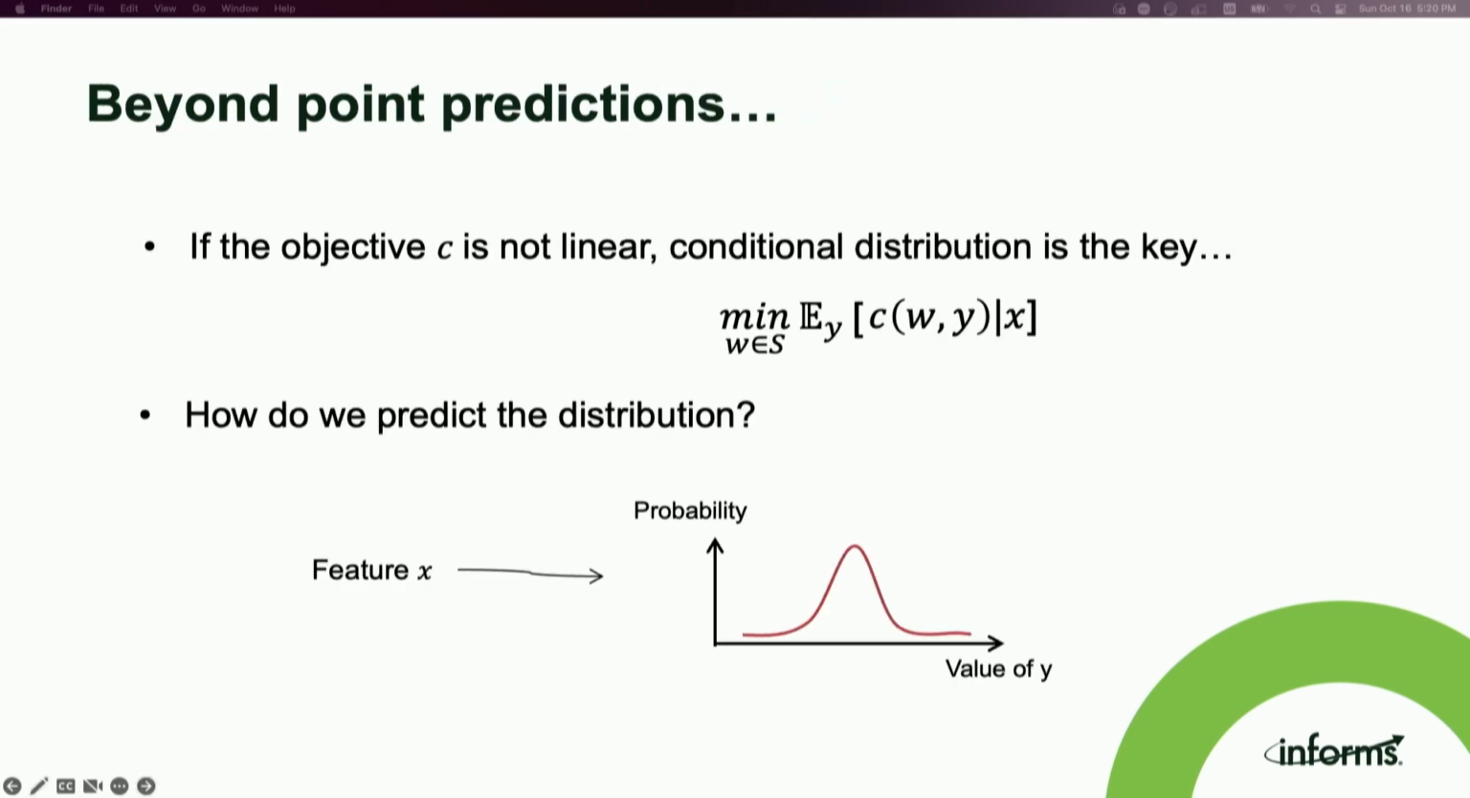Now, what if the objective is not linear? In such cases, we need to know the entire conditional distribution to have a better understanding of what will happen in the future. Therefore, we want to predict the conditional distribution as a function of x. However, there is no well-established standard way of doing it.